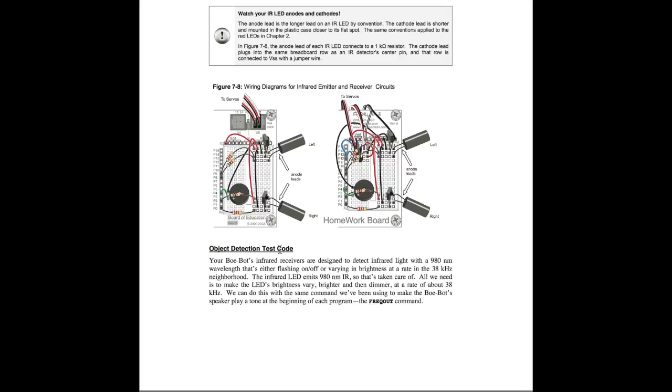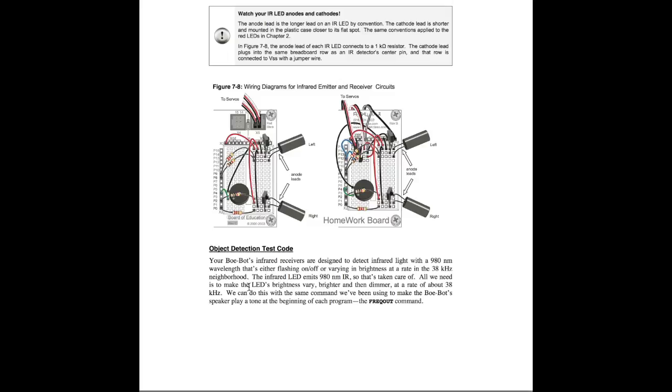Alright, so object detection test code. Your robot's infrared receivers are designed to detect infrared light with a 980 nanometer wavelength that's either flashing on and off or varying in brightness at a rate of 38,000 times per second. The infrared LED emits a 980 nanometer infrared, so that's taken care of.